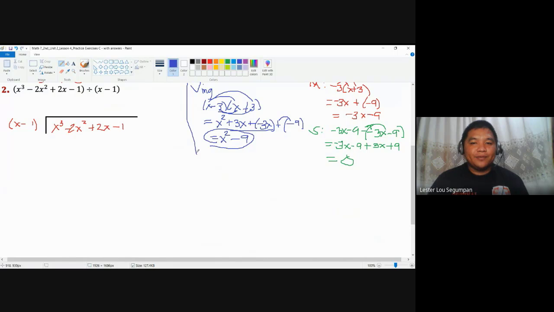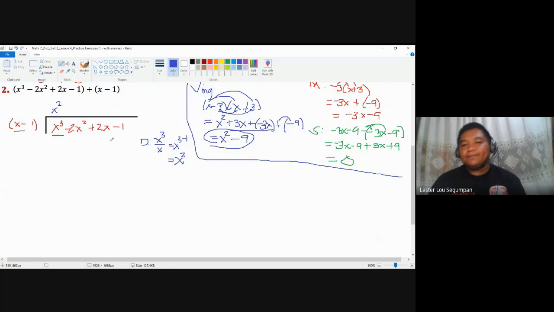So I'm going to separate this. The first here is divide first term to first term. So first term to first term, you have x cubed divided by x, which will result to x squared. That's your first quotient. The next process is to multiply that first quotient to both terms of the divisor. So you have x squared times x minus 1.